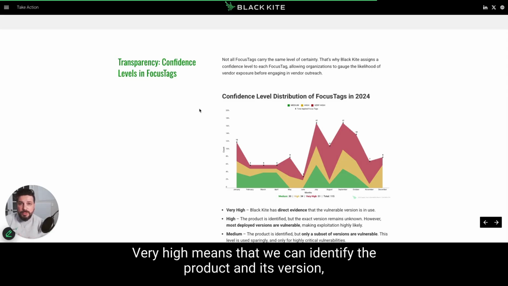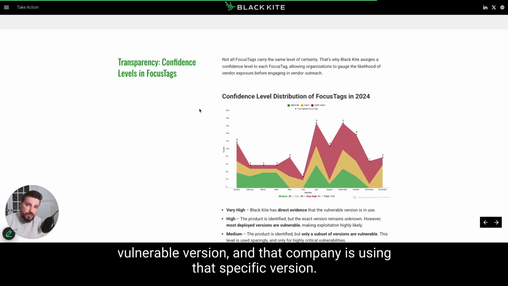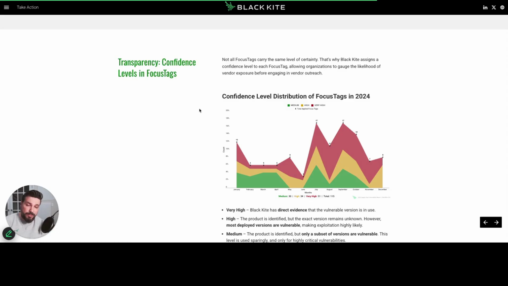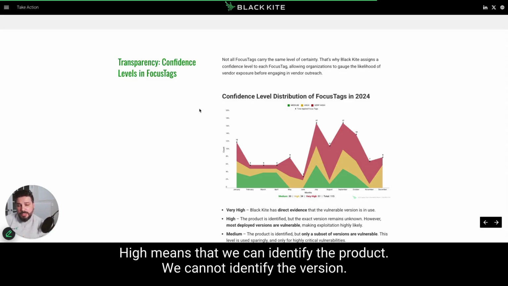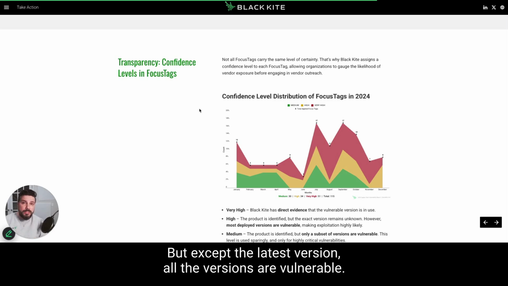Very high means that we can identify the product and its vulnerable version, and that the company is using that specific version. High means that we can identify the product, we cannot identify the version, but except for the latest version, all the versions are vulnerable.